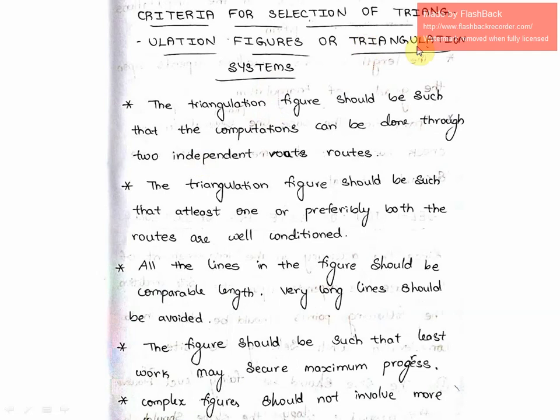Next is the criteria for selection of triangulation figures or triangulation system. So how will you select the triangulation figure or system? The triangulation figure should be such that computation can be done through 2 independent routes, so that the work will be faster and it will be easier.